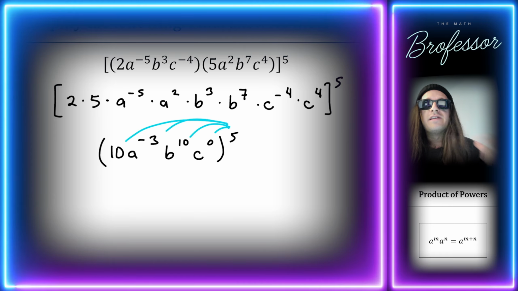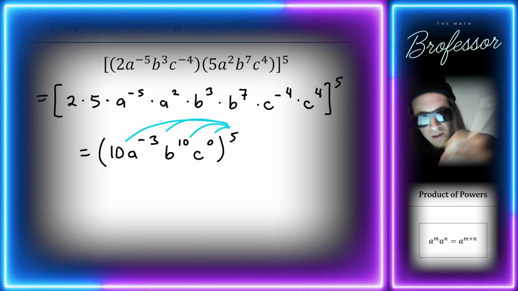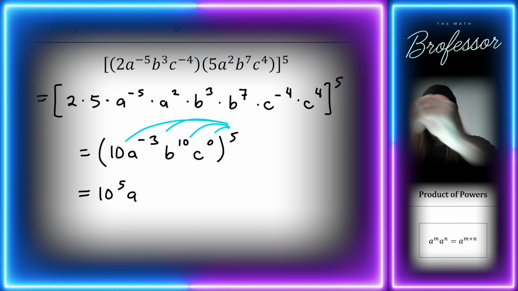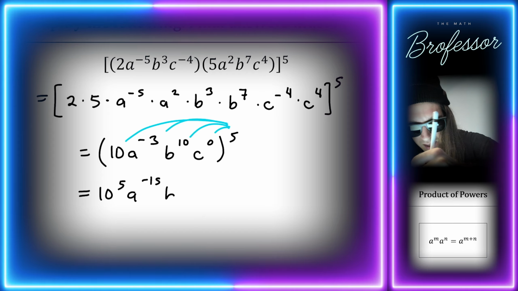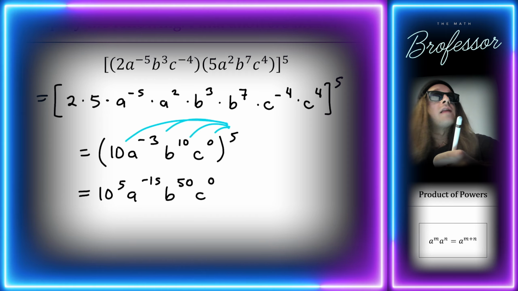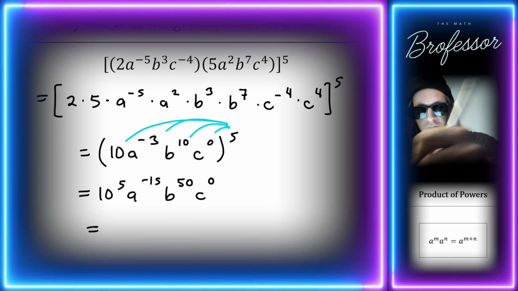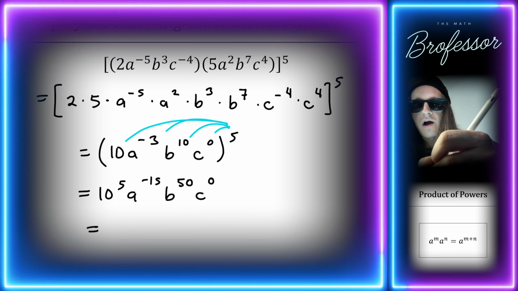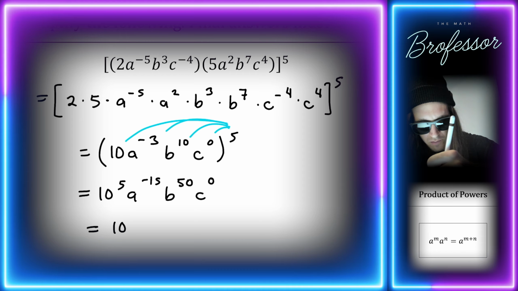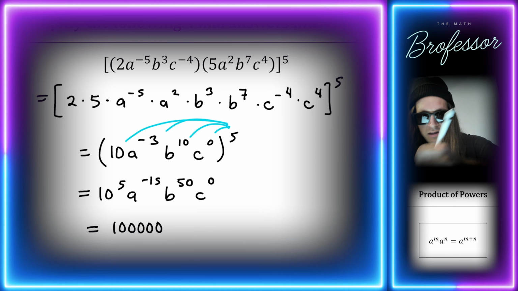Reminder, this is not 10 times 5. This is 10 to the 5th power. Multiply the exponents. Negative 3 times 5 is negative 15. 10 times 5 is 50. 0 times 5 is still 0. Last thing. 10 to the 5th power is a 1 with 5 zeros after it. 5th power will give you 5 zeros. What is that? That's 100,000.